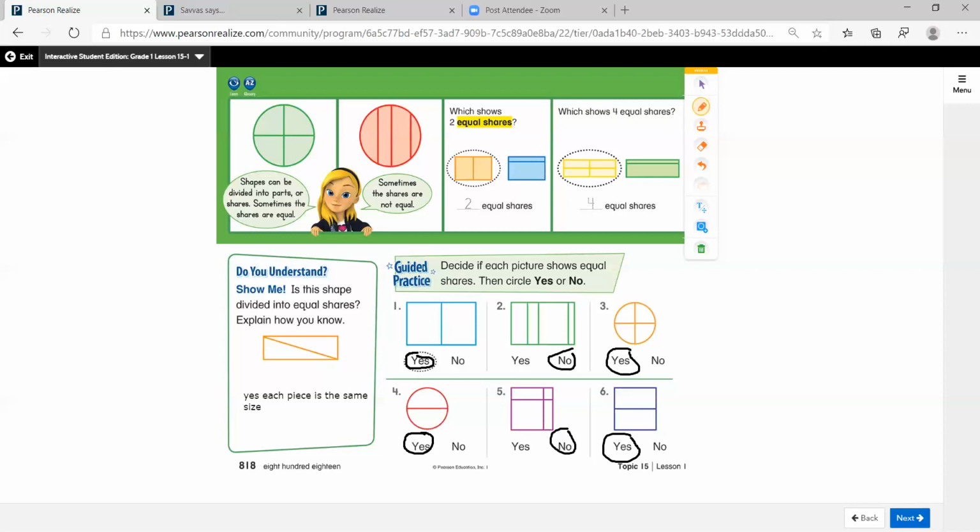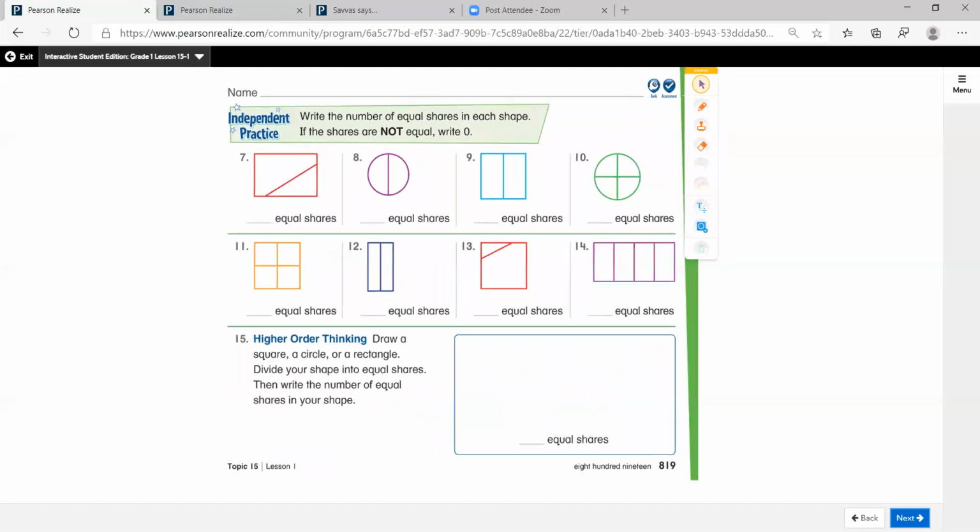Now it's your turn to practice. You can work through your independent practice and your problem solving. For your independent practice, if the shape has been divided into equal shares, you're going to tell me how many equal shares. If it has not been divided into equal shares, the pieces are different sizes, you should write 0 for your answer.